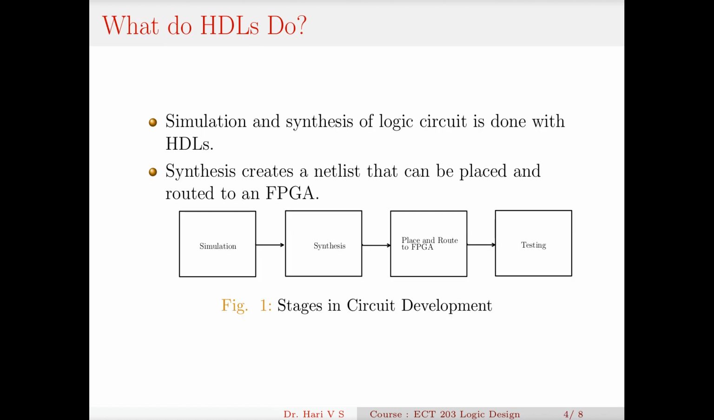So what do HDLs do? They do the simulation and synthesis. If you look into this block diagram, first it performs a simulation. This just checks the functional correctness of the circuit you designed, and then it does a synthesis. What it actually does is decide what connections are there, or it creates a connectivity file called a netlist. Just like you synthesized a logic circuit from a truth table in the previous classes, it decides the connections between different nodes. And these netlists are placed and routed to an FPGA using place and route tools like Arachne, etc. There are many open tools available, and finally the board is tested in real time.